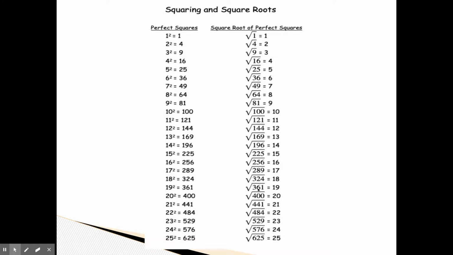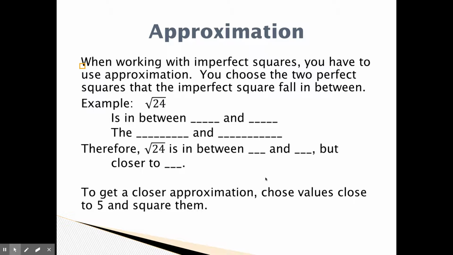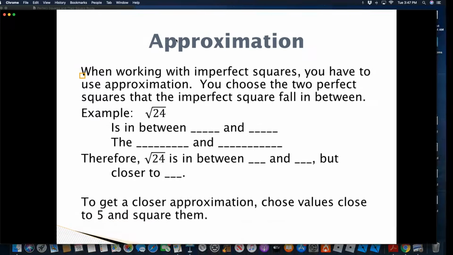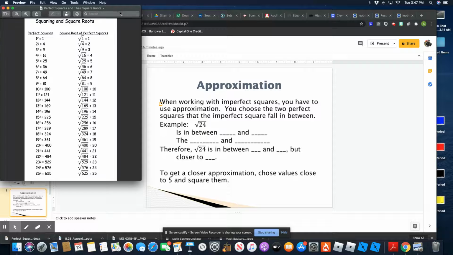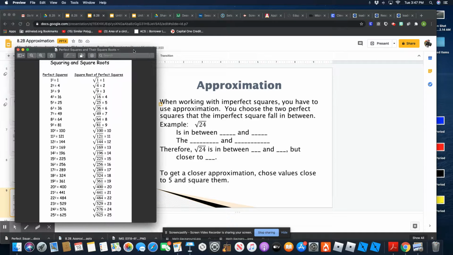Okay? So now let's use that to answer a question. I'm going to exit out of here and bring up my perfect squares sheet. This says when working with imperfect squares, you have to use approximation. You choose the 2 perfect squares that the imperfect square falls in between. Basically, I'm going to pick the 2 values that this falls in between to help me approximate or find that value that this would be close to.